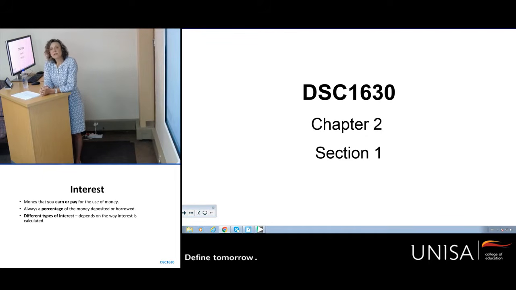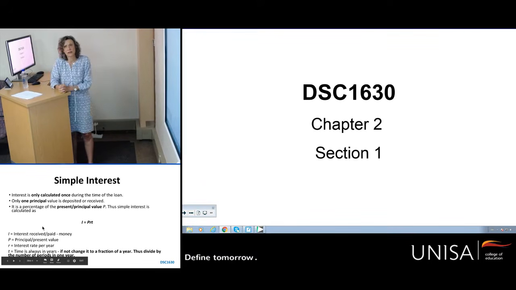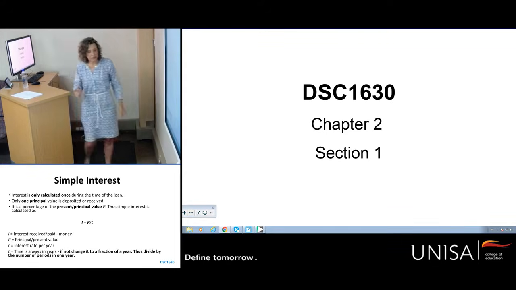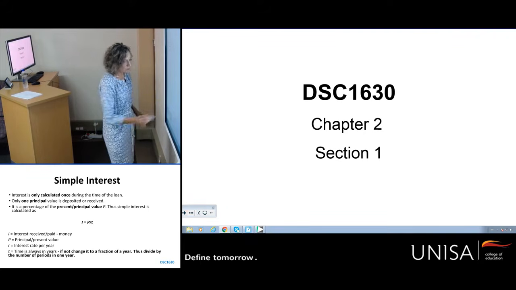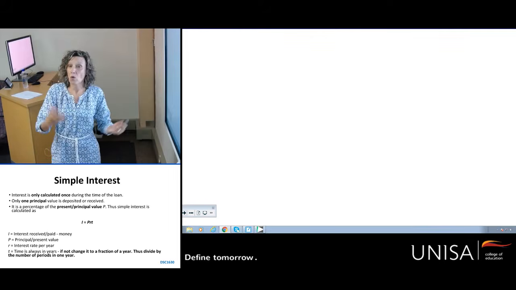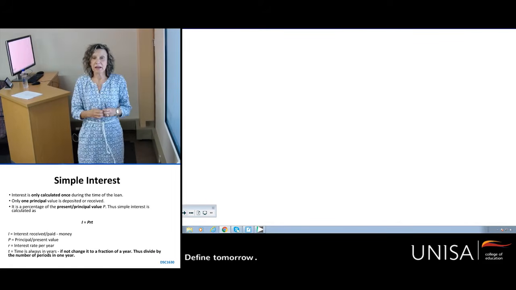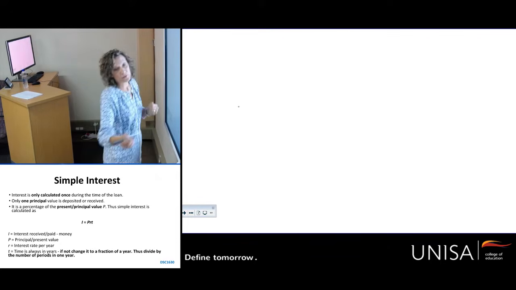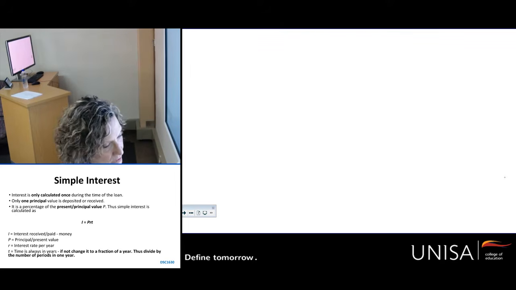Now interest is always noted as a percentage of the money that you deposit or borrow. And depending on how you calculate that interest, we get different types of interest. The first one we're going to look at today is simple interest. As I said, it is a percentage of what you borrow or what you ask for or what you deposit into the bank account, and that we call the principal value.